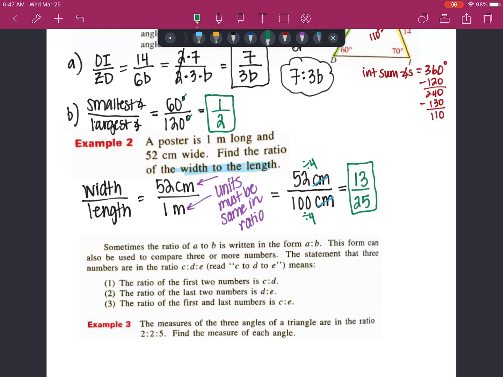The statement that three numbers are in a ratio C to D to E means that the ratio of the first two numbers is C to D, the ratio of the last two numbers is D to E, and the ratio of the first and last numbers is C to E. So they're all related to one another.